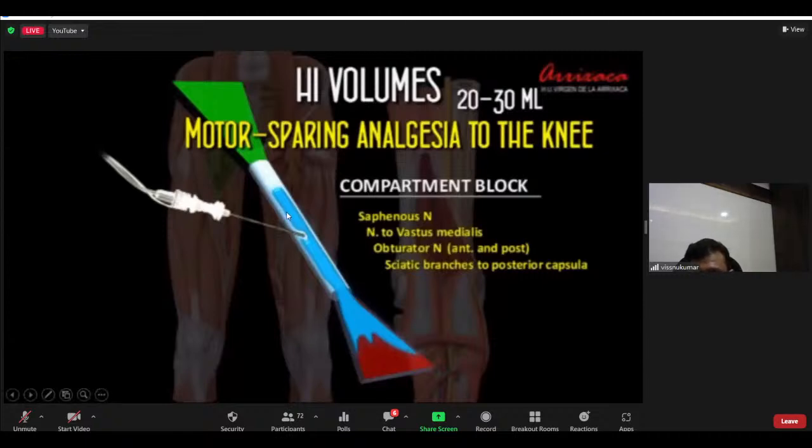But when you give a high volume, like 30 ml, what happens? From the adductor canal, due to gravity, it is going to go into the popliteal fossa. So now it causes a compartment block, which blocks the saphenous nerve, nerve to vastus medialis, obturator nerve, anterior and posterior branches, and sciatic branches to the posterior capsule of the knee joint. All these are sensory innervators to the knee. And it is not going to go up. It is not going to block the superficial femoral nerve branches, so you are not going to get any proximal muscle weakness or quadriceps weakness.